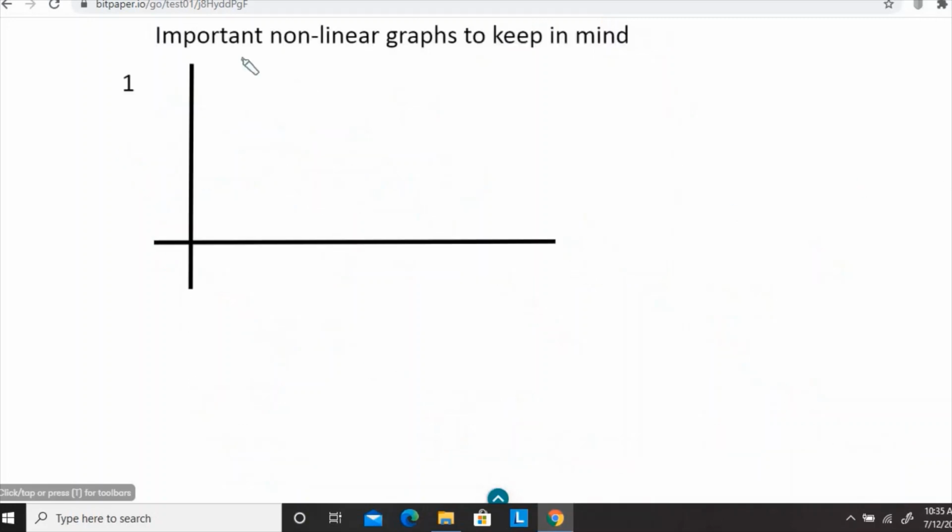Now let's look at some nonlinear graphs that are going to be important for our course. So the first one, again, I'll define these axes. This is y, and this is going to be the x-axis, and that's our origin.